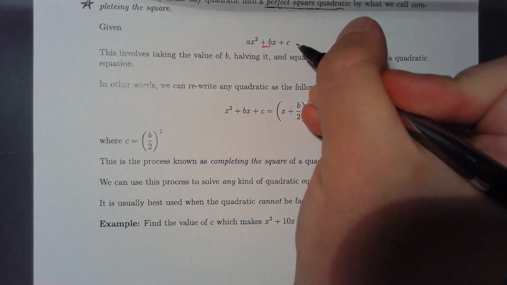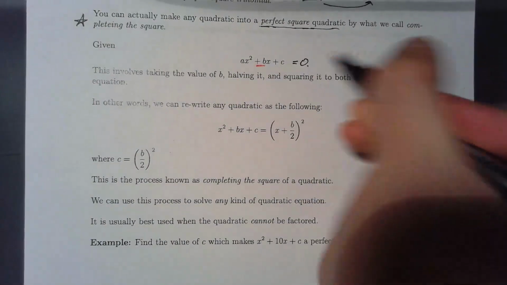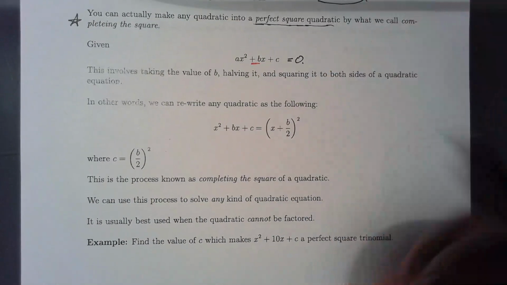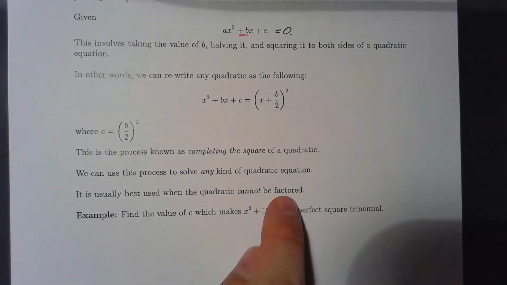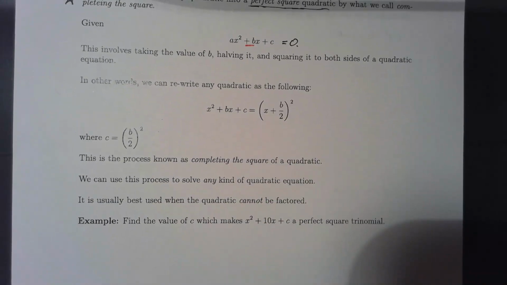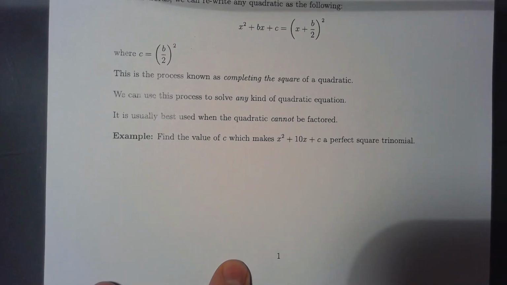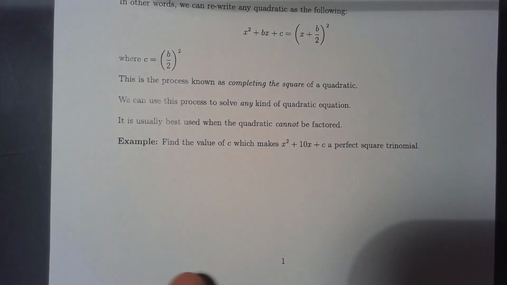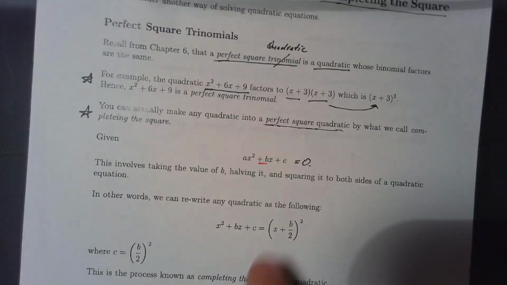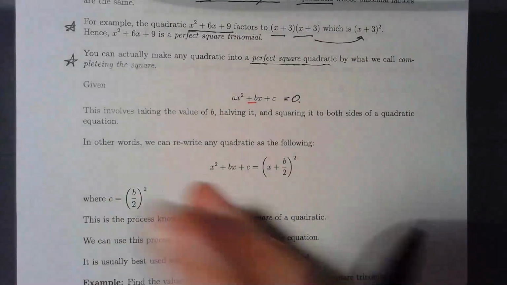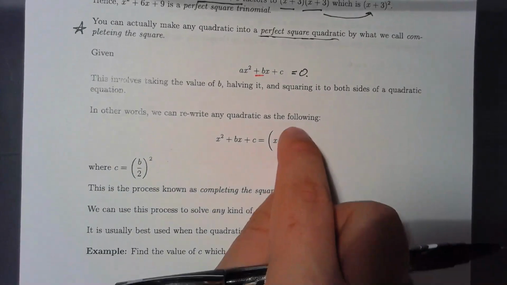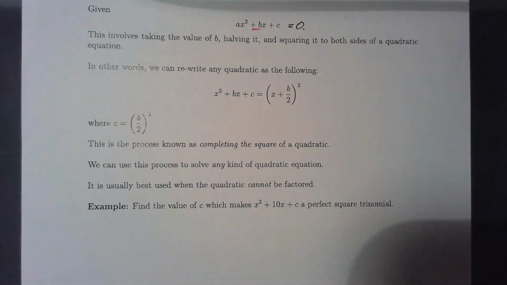So once I set this equal to 0, now it's an equation, and we still want to solve it. You may not be able to factor it, but you could always do completing the square. So, like I said, you could do completing the square to any quadratic, but the whole purpose of it is to get a perfect square quadratic so you could solve the equation by taking the square root of both sides.